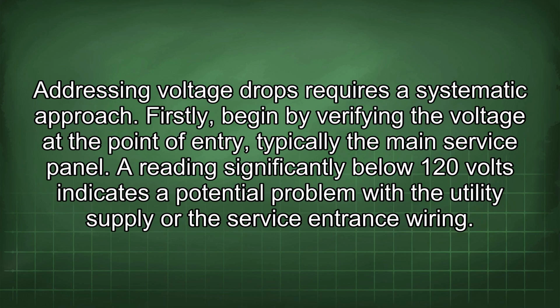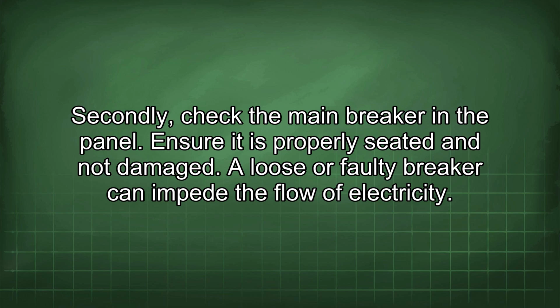Addressing voltage drops requires a systematic approach. Firstly, begin by verifying the voltage at the point of entry, typically the main service panel. A reading significantly below 120 volts indicates a potential problem with the utility supply or the service entrance wiring. Secondly, check the main breaker in the panel. Ensure it is properly seated and not damaged. A loose or faulty breaker can impede the flow of electricity.